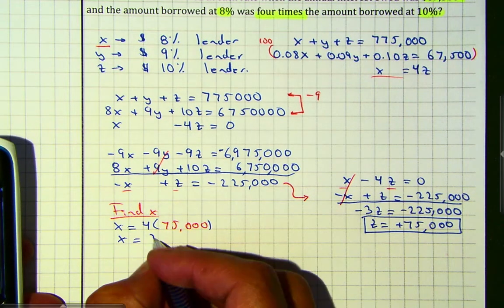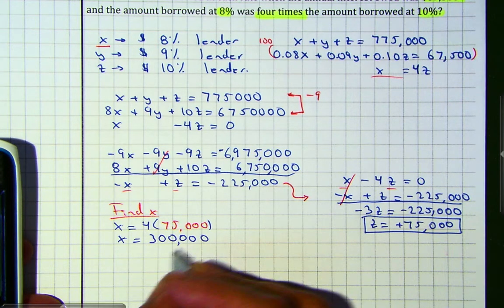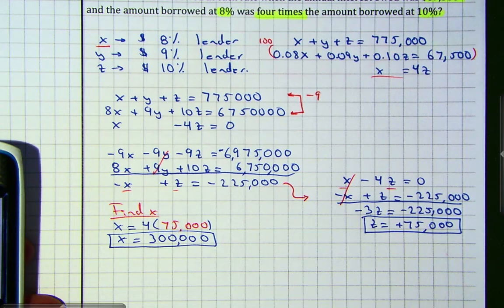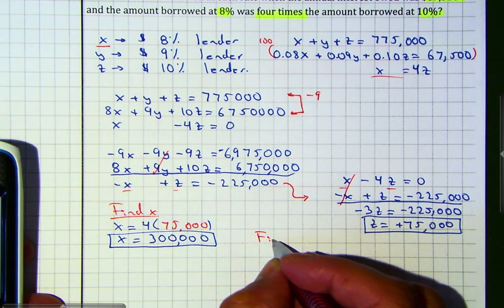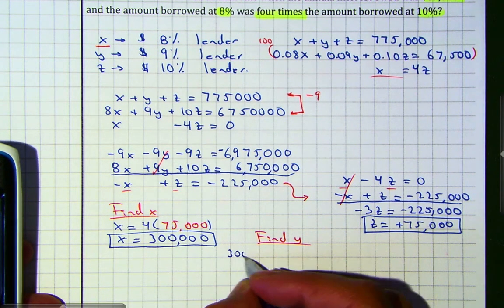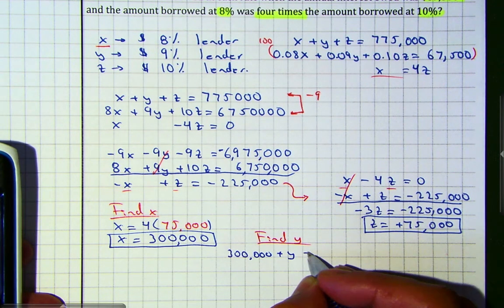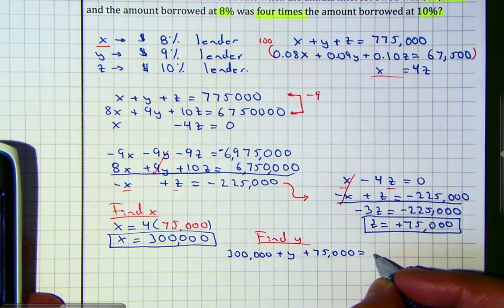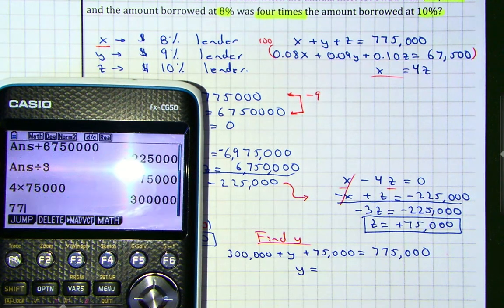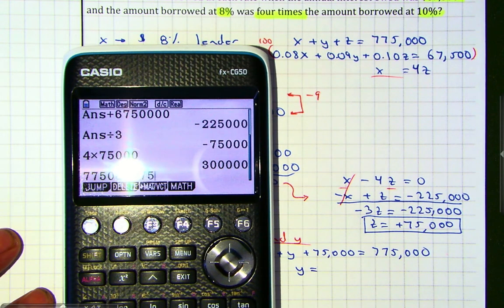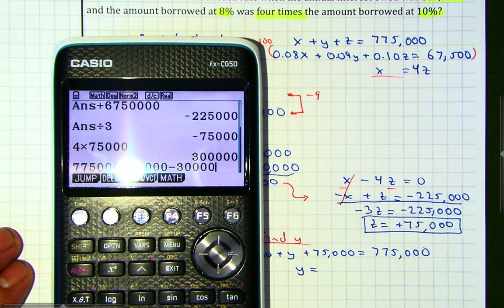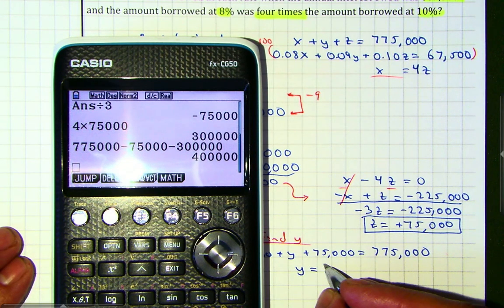So therefore x is equal to $300,000 from the first lender, and we know that all three of them together will be 775,000. So let's go and find y. I'm going to use my first equation, which is x is 300,000, y is what I'm looking for, and z will be 75,000. And the total amount that they borrow is 775,000. So therefore y is equal to $400,000.